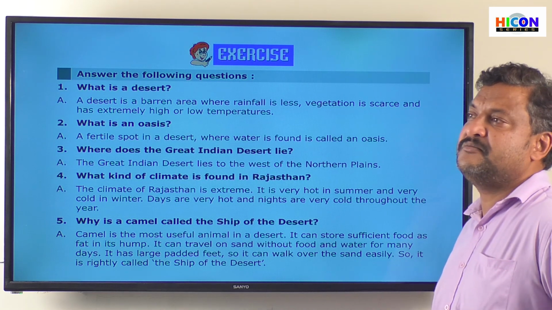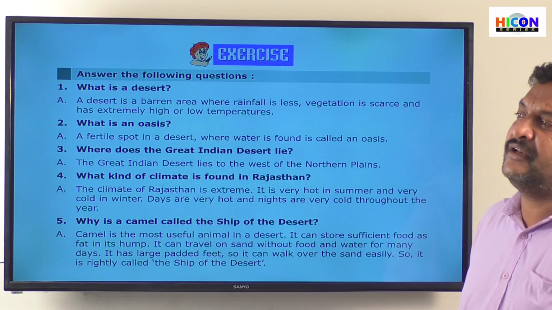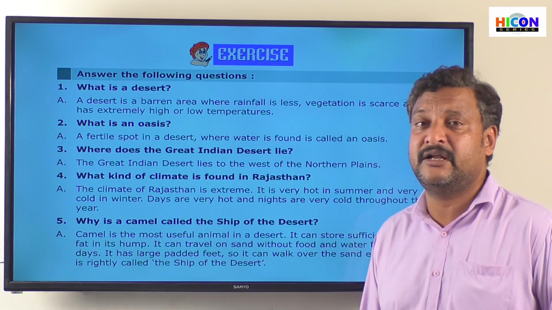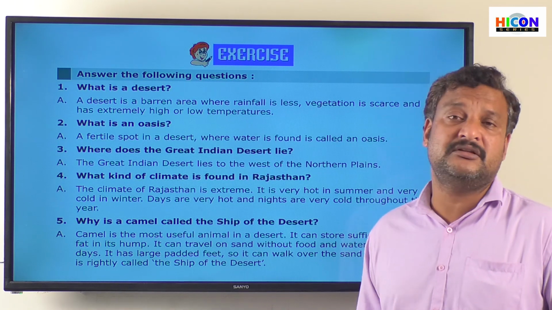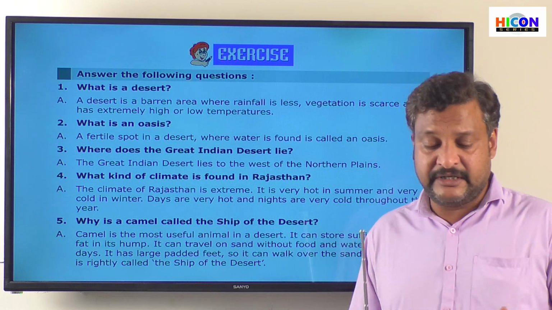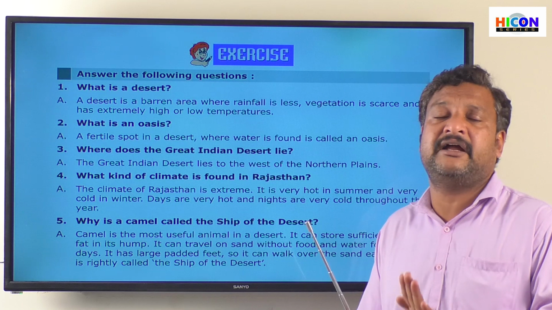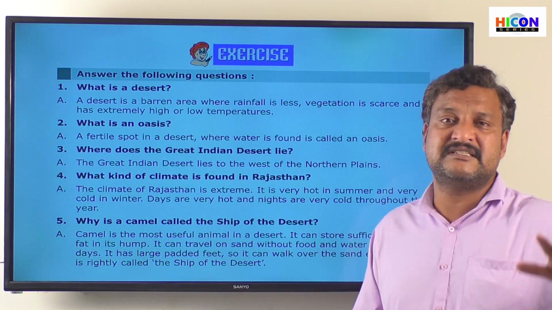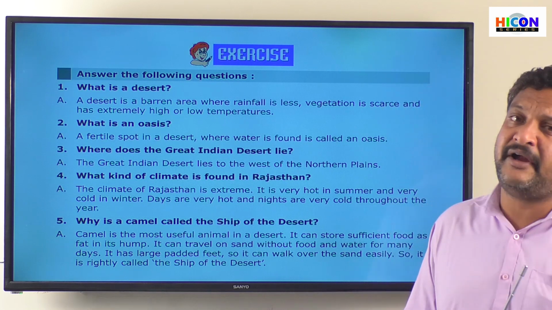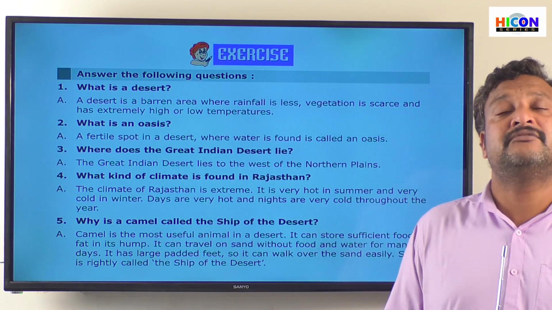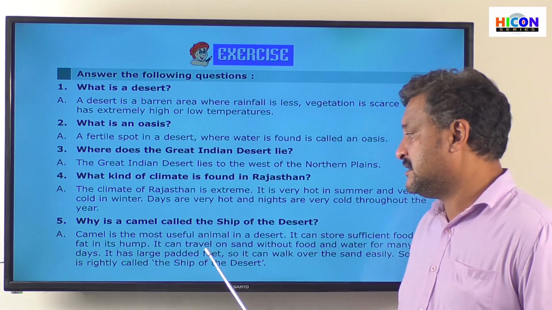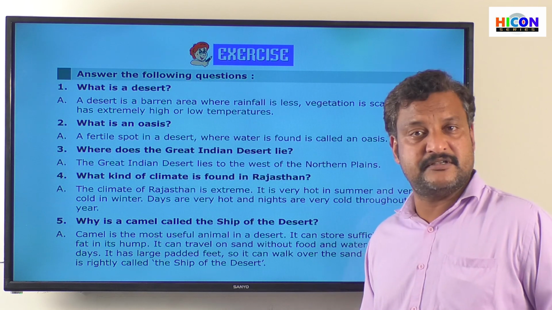So the major problems in deserts are the sandy soil in which our legs will sink, and it's very difficult to find food and water. So the camel has all the facilities to cope with these three difficulties. First of all, it has large flat padded feet which will not sink into the sand. Second, it can store food and water as fat in its hump and it can travel without food and water for days. So, the camel is rightly called the ship of the desert.